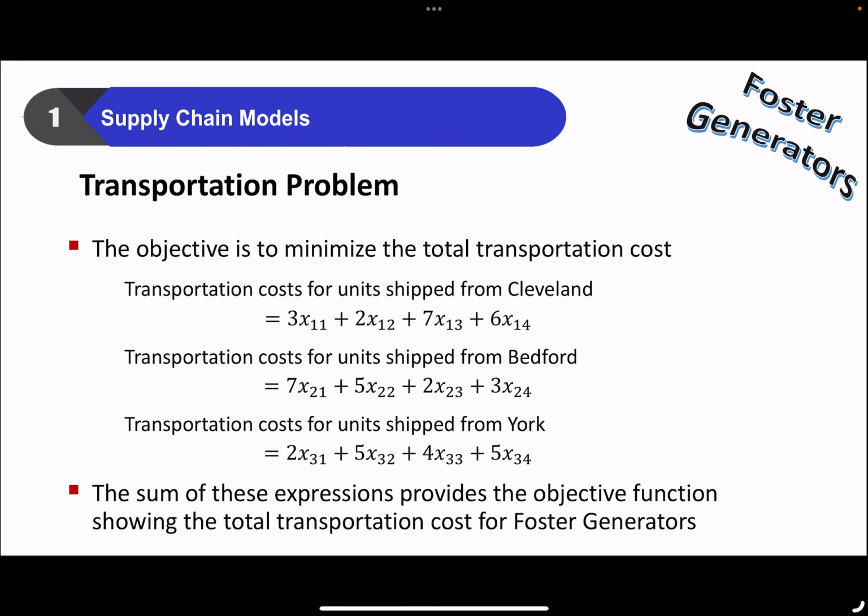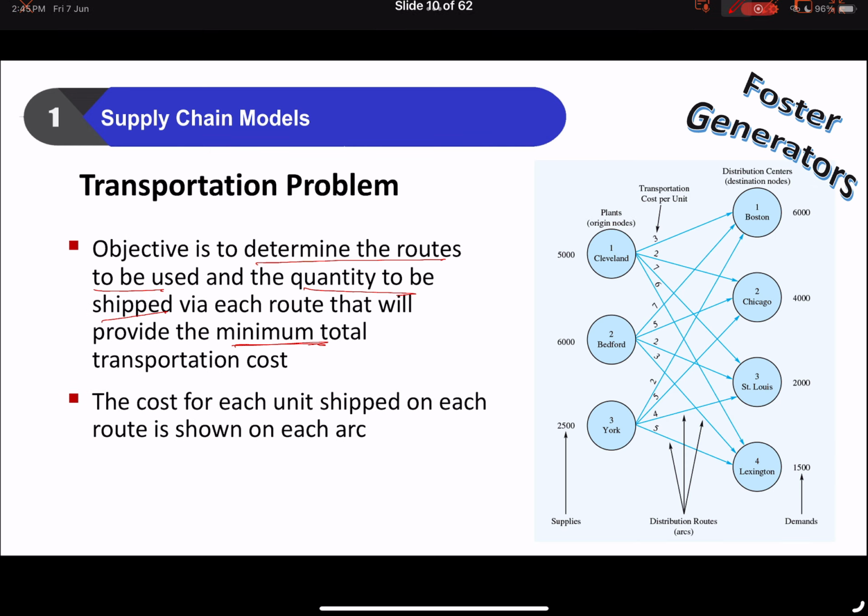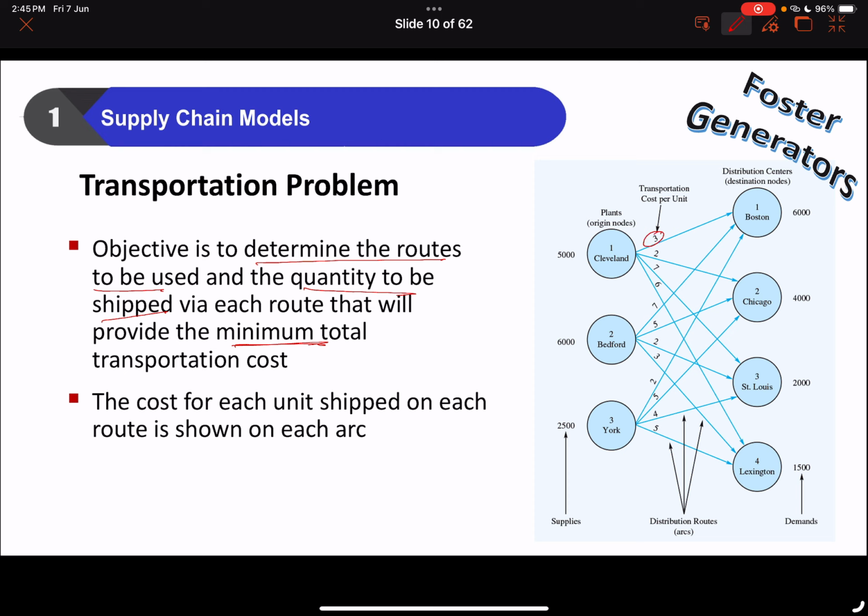So now, the objective is to minimize the total transportation cost. We have transportation cost for Cleveland, from Bedford, and from York. We have 3 origins. The total cost based on the picture here is 3x11, 2x12, 7x13, 6x14. We add up all these, and we get the cost of transportation from Cleveland.